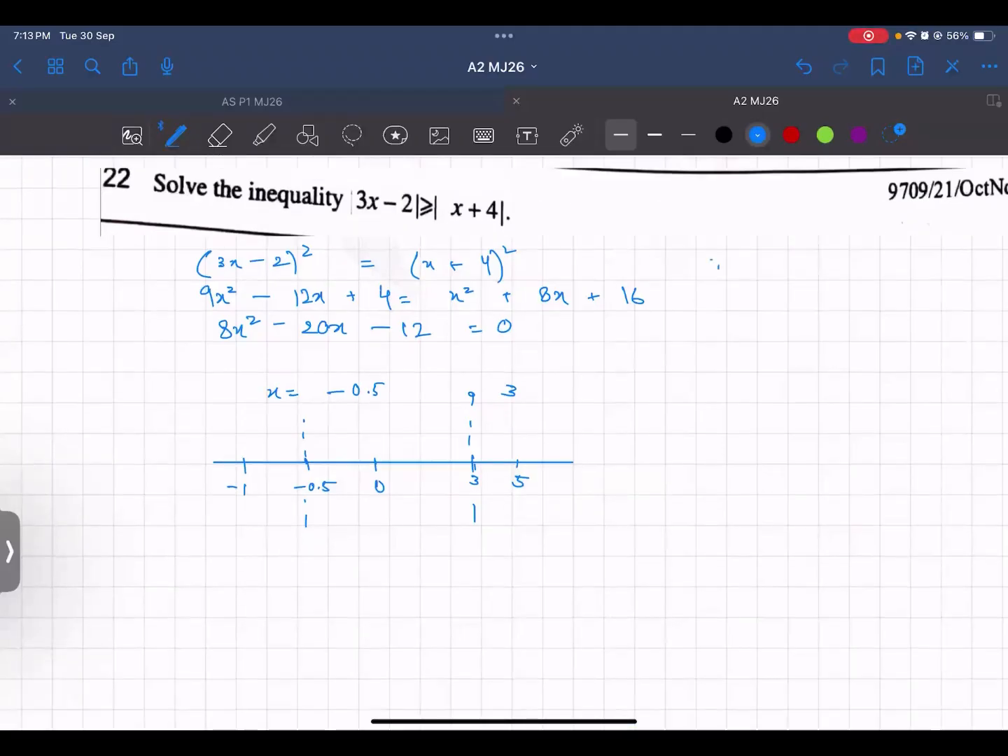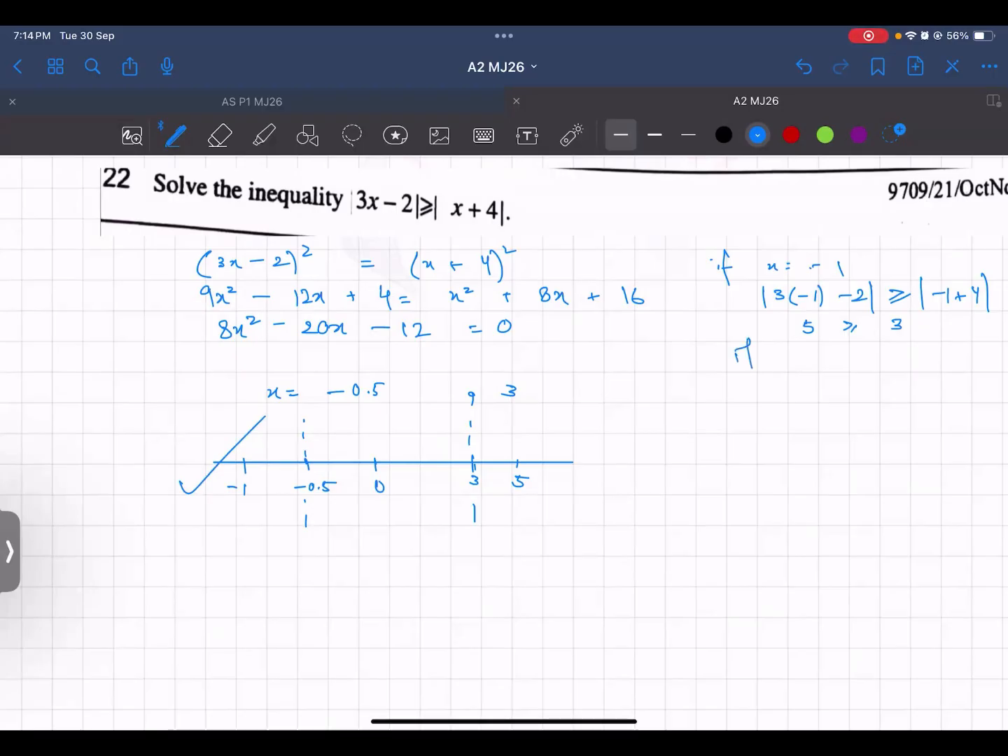So if x is equal to −1, |3 times −1 − 2| ≥ −1 + 4. So −3 − 2 is −5. The modulus of −5 is 5. And 5 is greater than or equal to 3. This is part of the solution.